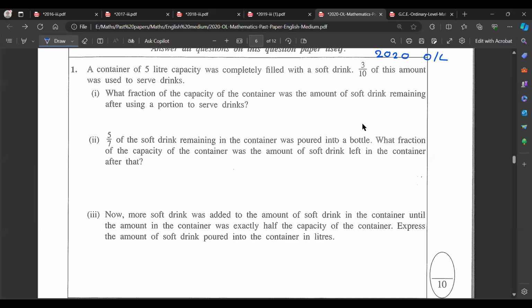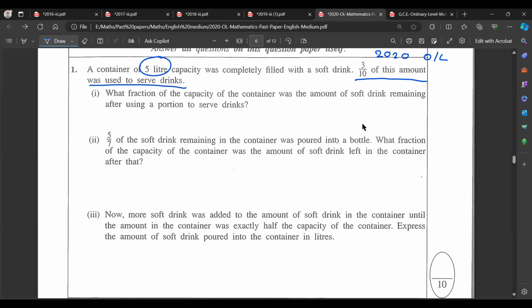A container of 5-liter capacity was completely filled with the soft drink. 3 out of 10 of the amount was used for soft drinks. So now 3 out of 10 used for soft drinks, from these 5 liters. What fraction of the capacity of the container was the amount of soft drink remaining after using a portion of soft drink?